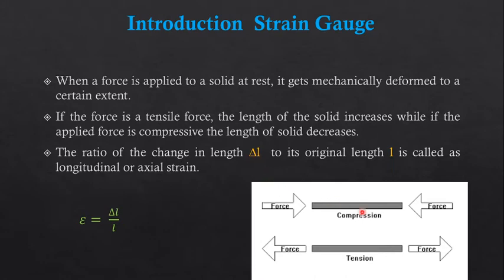The change in length, delta L, may be increasing or decreasing. If we apply a compressive force, delta L reduces from the main length. If we apply a tensile force, the value of delta L increases from the main length. So delta L, the difference between the original length of the rod and the length after applying the force, gives the longitudinal or axial strain. It is defined by e = delta L / L, where delta L is the change in length, that is, before the force and after the force.